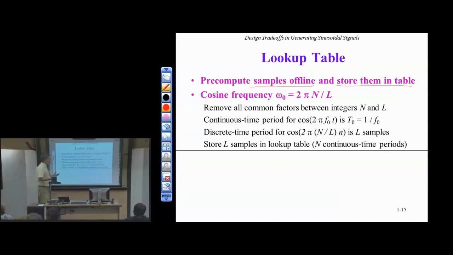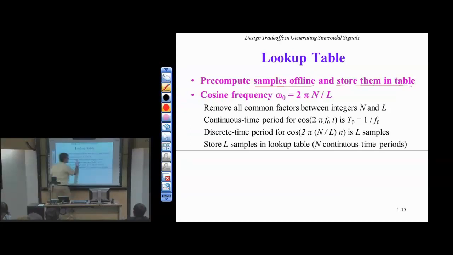So now some questions that come up. Okay, how long is the table going to need to be? Well, it's going to be one period of the discrete time cosine, half a period, fourth of a period. But I have to know what the period is. So to find out what the period is, it's kind of interesting in discrete time.